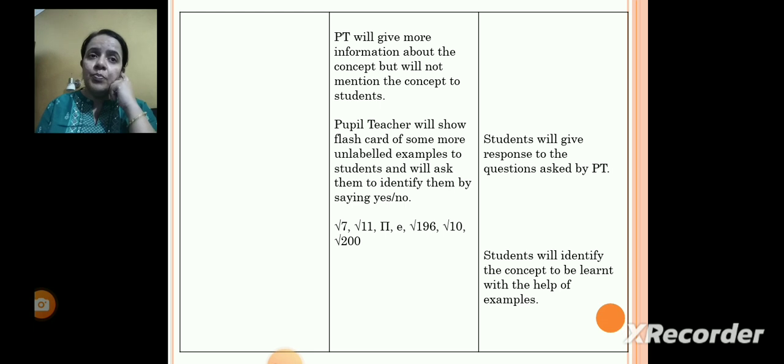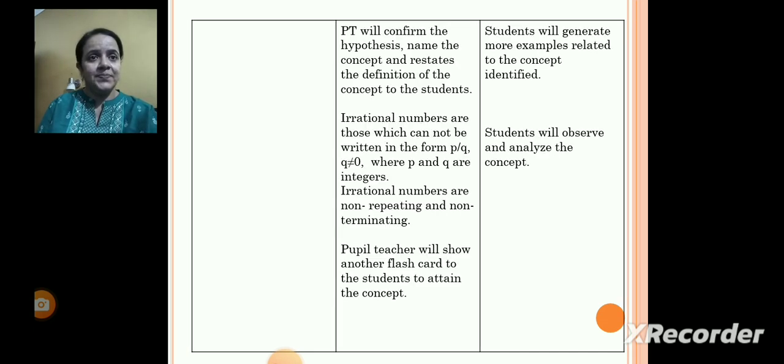So in phase 2, the PT will also give information about the concept but will not mention the concept to the students, and the PT will show flashcards of some unlabeled examples to the students and will ask them to identify them by saying yes or no. So here are some examples written, and the PT will show them on the flashcards, and students will respond to the examples by saying yes or no. So students will identify the concept to be learned with the help of examples. So the PT will confirm the hypothesis, name the concept and restate the definition of the concept to the students, and students will generate more examples related to the concept identified.